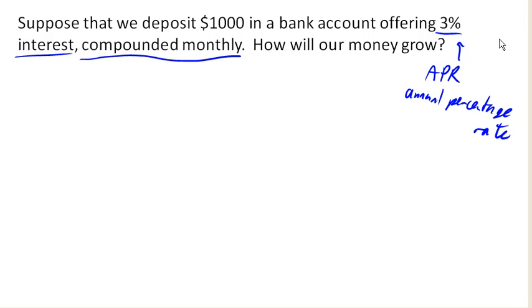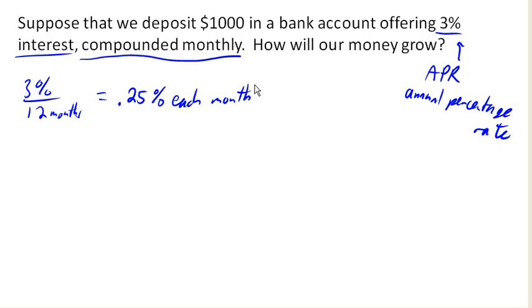And so we're not earning 3% each month. We're earning 3% as an annual rate, but we're earning our interest monthly. So what that means is that 3% is going to get divided over the 12 months, and we're going to earn 0.25% each month. So let's see what happens.